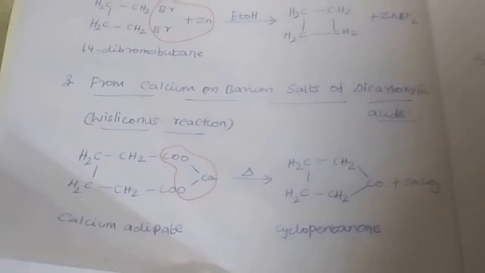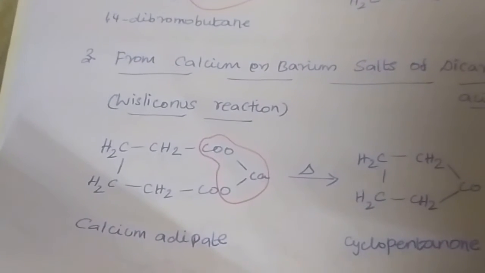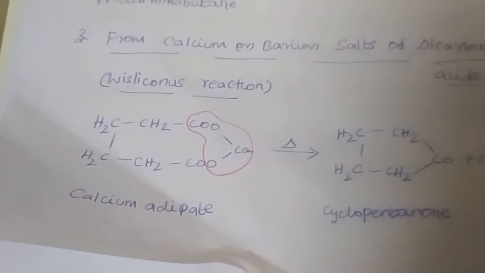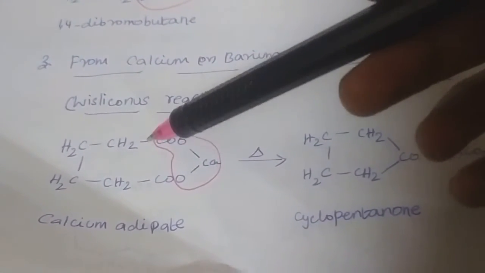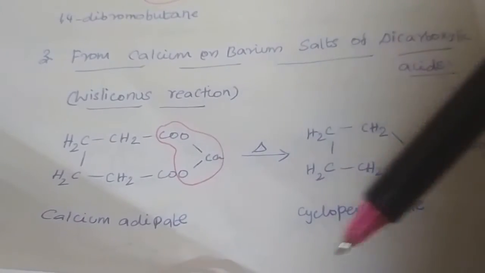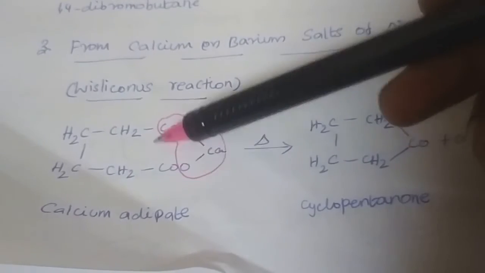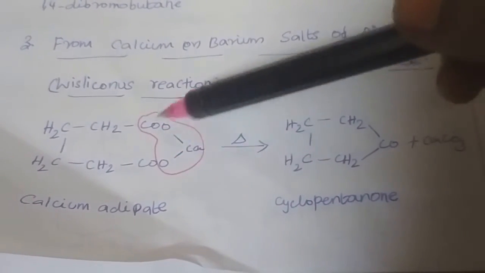So next, from calcium or barium salt of dicarboxylic acid, that is Mislik-Onnes reaction. Here take calcium adipate. You heat calcium adipate, and calcium carbonate is removed. Here the carbon-carbon bond is formed. You get cyclopentanone, CH2, CH2, CH2, CH2, CO. So this is removed as calcium carbonate.